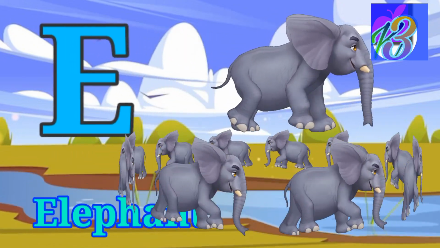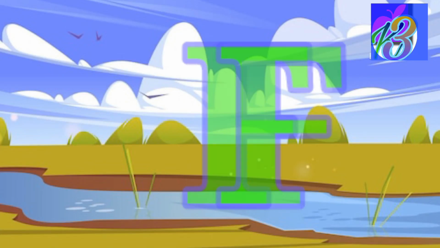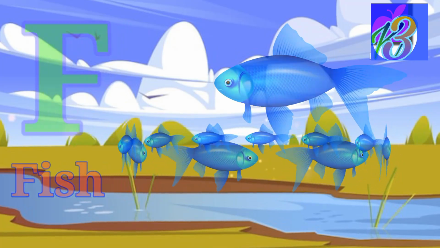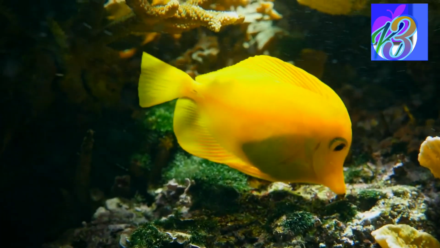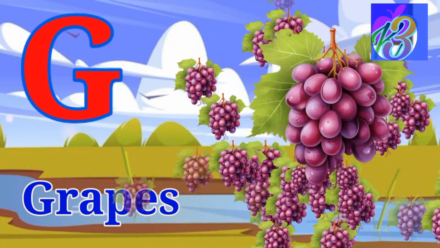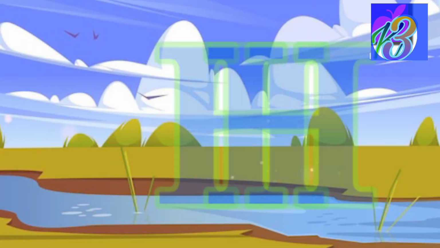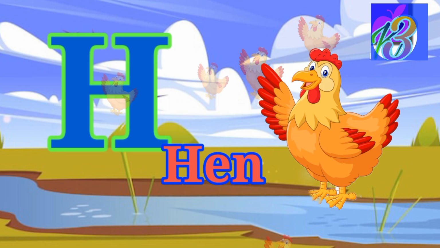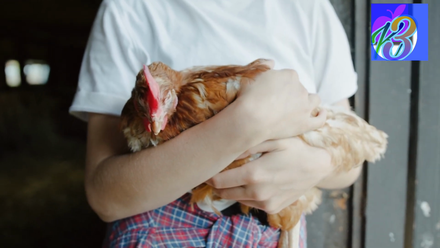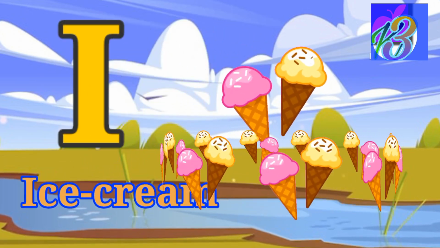E for elephant. F for fish. G for grapes. H for hen. I for ice cream.